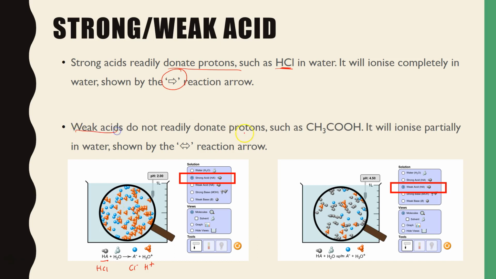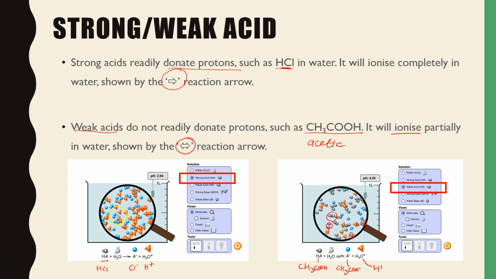Conversely, for a weak acid, they don't donate protons readily. An example is acetic acid or vinegar, and it will not completely ionize, will not completely form into its ions in solution. That's represented by this backwards and forwards reaction arrow. So here we have acetic acid, add it to water, some of it will form its conjugate base, which is the acetate ion, and here are our protons. You can see the major species involved is actually the weak acid. We have more weak acid than anything else in this solution.